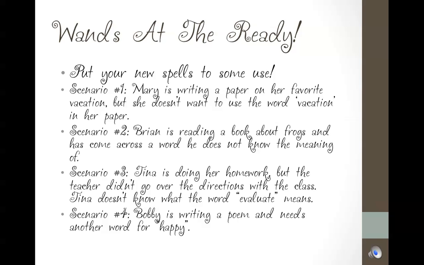Here's the next scenario. Tina is doing her homework, but the teacher didn't go over the directions with the class. Tina doesn't know what the word evaluate means. Dictionario is correct. And here's the last scenario. Bobby is writing a poem and needs another word for happy. Which spell? Thesaurify is correct.